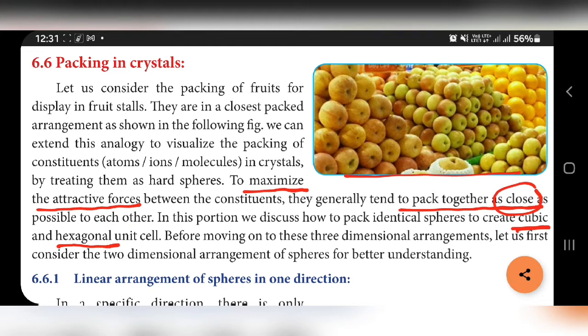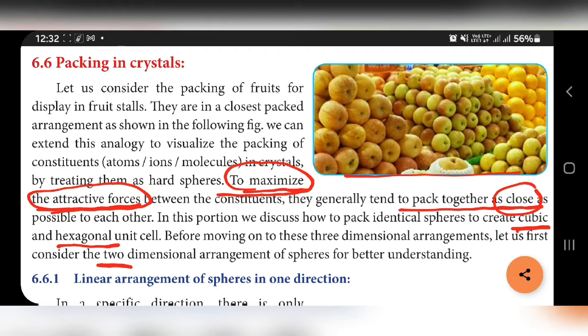In this topic we are going to learn about the arrangement of spheres, that is, the arrangement of atoms in crystals. Usually spheres are arranged close to each other to maximize the attractive forces. So in this topic we are going to learn about two types of unit cell. One is the cubic unit cell, another one is the hexagonal unit cell. Before moving on to the three-dimensional arrangement, let us first consider the two-dimensional arrangement of spheres for better understanding.